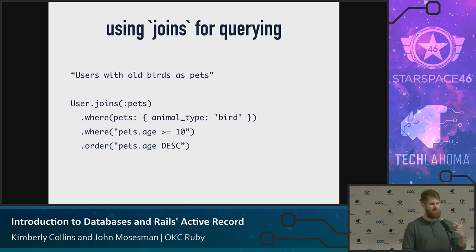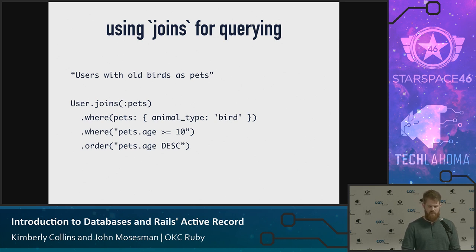But we're basically taking the user record and the pet record that matches, putting them together, and now we have that entity to query on. And so we can chain these methods together again. User.joins(:pets).where the pet is a bird, where the age is greater than or equal to 10. And let's get the oldest pets at the top so we can get those out soon. And this works great, and it allows you to do some filtering.